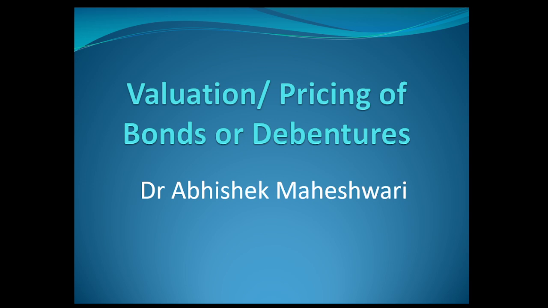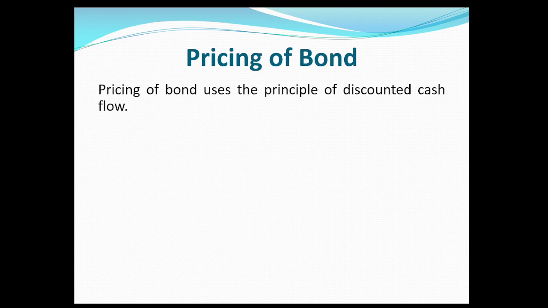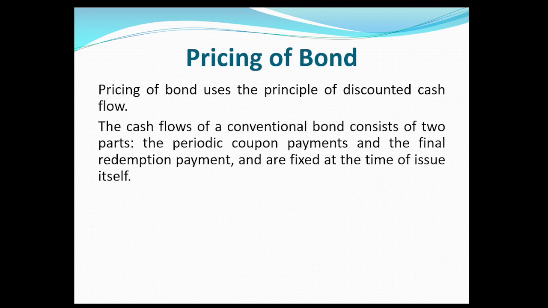To understand the total concept, watch the video till the end. Let's start. Pricing of the bond. Pricing of bond uses the principle of discounted cash flow. If you remember, while doing time value of money, there were two methods. One was present value method, second was compound value method or future value method. So while calculating the price of the bond, we always use present value method, which is also known as discounted cash flow.